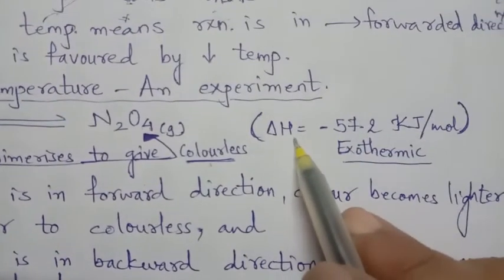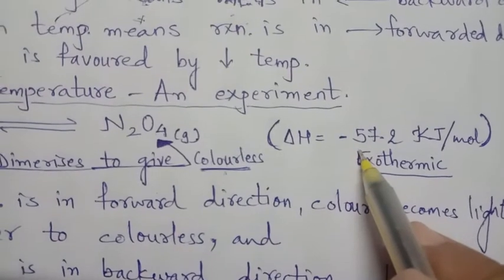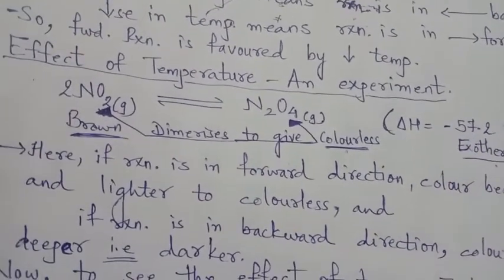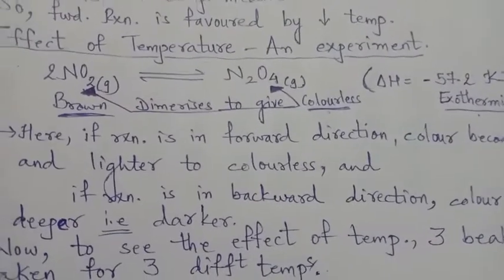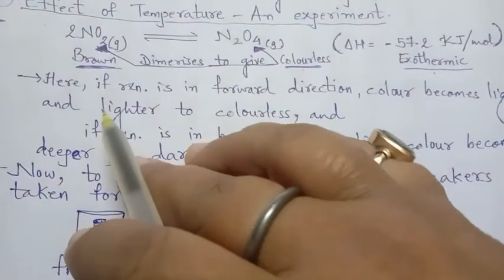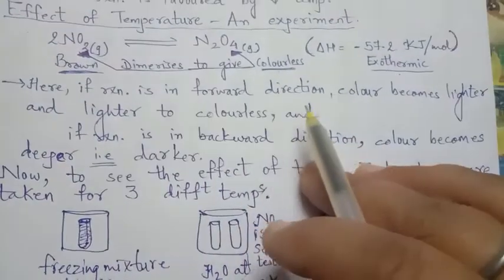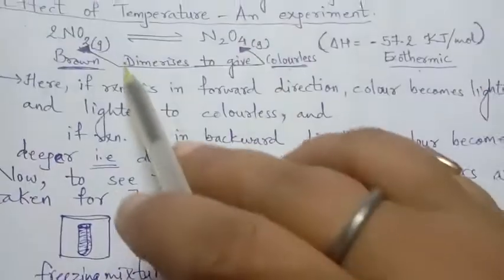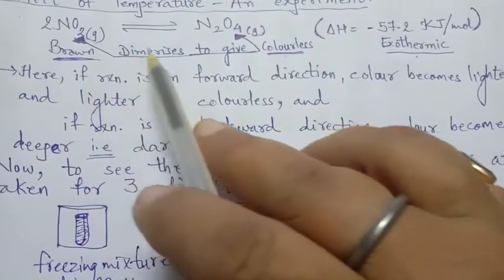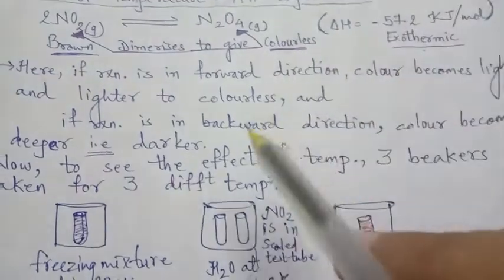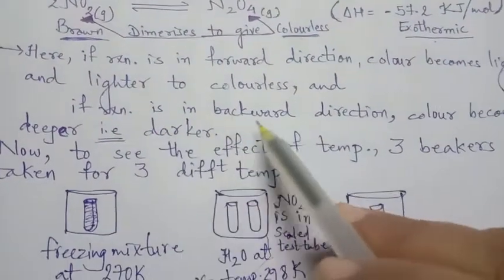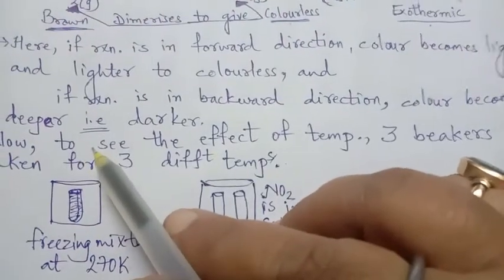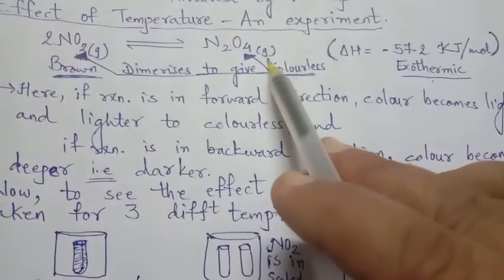Looking at the value of delta H, it is minus 57.2 kilojoule per mole, so it is an exothermic reaction. This is all given, but we have to see experimentally that really this happens. So here if the reaction is in the forward direction, color becomes lighter and lighter to colorless. Forward direction, that is from brown to lighter and lighter, that is colorless. And if the reaction is in the backward direction, color becomes deeper, that means it will become still darker.